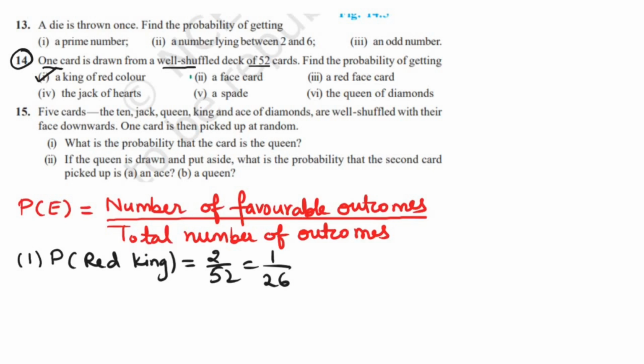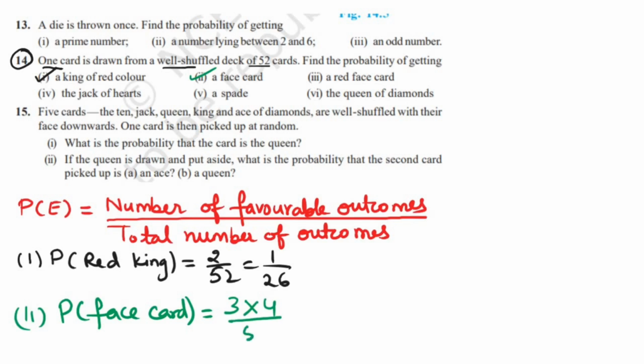Now the second one, what is the probability of getting a face card? Of each kind there are 3 face cards out of the 4 kinds of cards. So king, queen, jack are the face cards. So the favorable outcomes is 3 times 4 over 52, that is 12 upon 52, which is 3 upon 13.